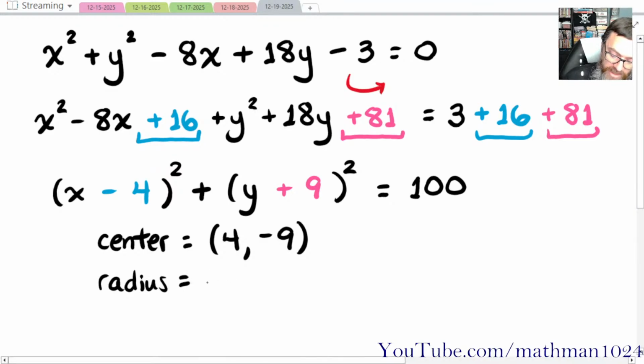The radius is supposed to be the square root of 100, but you don't leave that as the square root of 100. You actually simplify that. And so we end up with 10.